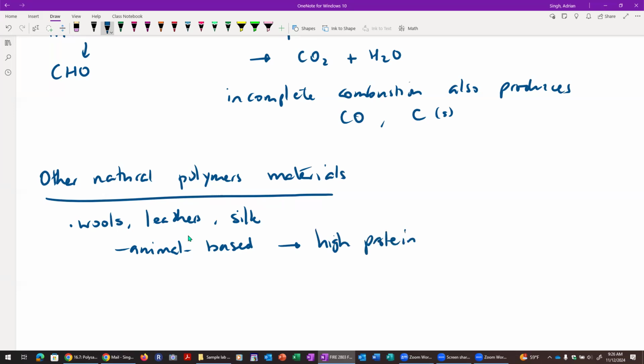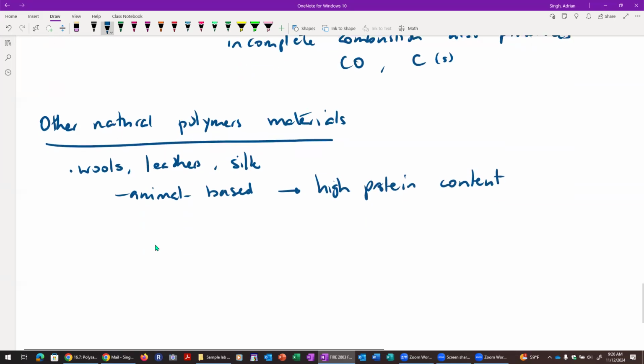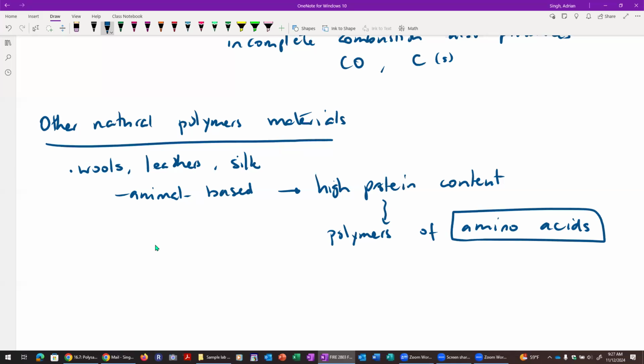Okay, we talked about proteins before when we introduced polymers, natural polymers in the first place. Proteins are also polymers, as you recall. And these are polymers of not sugars or glucose. These are polymers of things called amino acids. These are the building blocks of proteins, amino acids. Write that down. So amino acids.